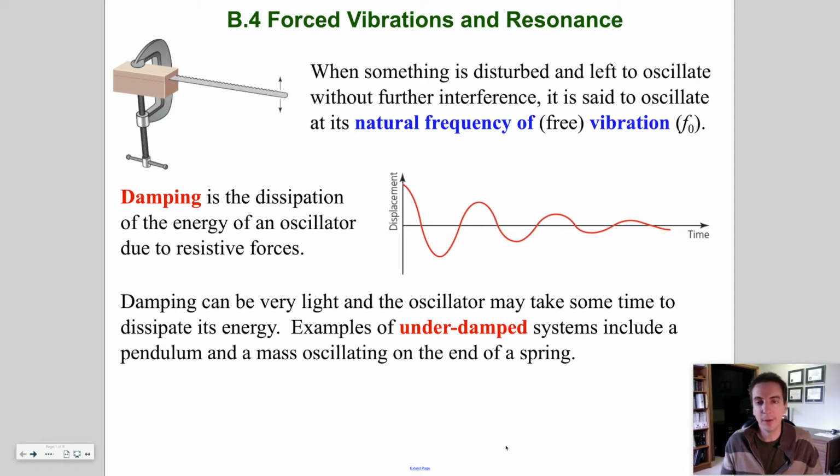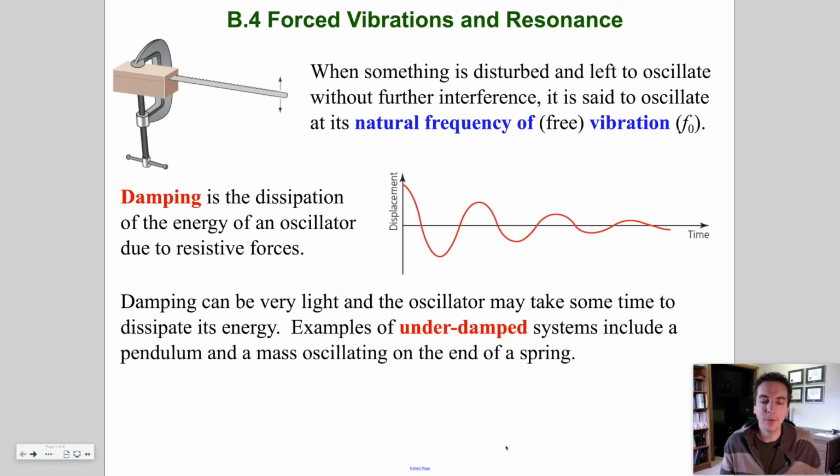Okay, so if you put a ruler on the edge of a counter and you put your hand over one end and you twang it, or a guitar string or something like that, it'll eventually stop vibrating. So that's called damping. Damping is the dissipation of the energy of an oscillator due to resistive forces. So damping can be very light. The oscillator may take some time to dissipate its energy. So, a guitar string can ring out for a while.